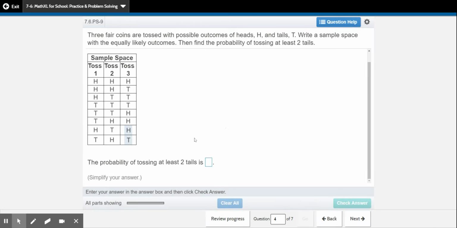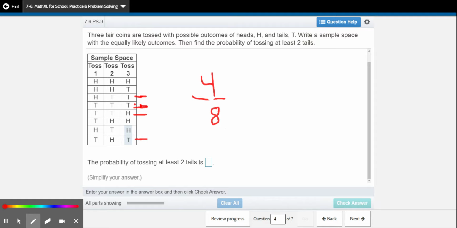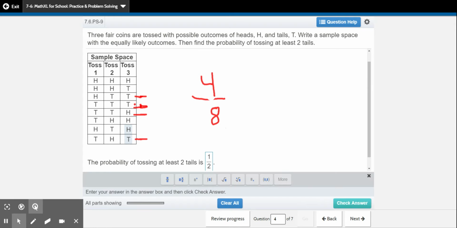The probability of tossing at least 2 tails is, all right, so I marked up the ones that have at least 2 tails. So we have 4 favorable outcomes out of 8 possible outcomes, which equals 1/2.